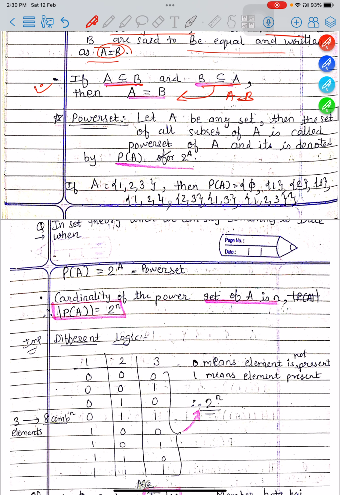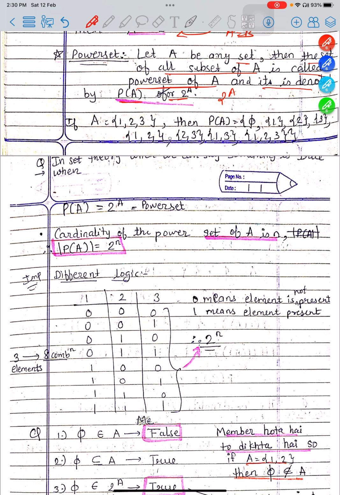Power set. So power set क्या चीज़ है कि अगर कोई सेट है हमारे पास तो उसके सारे पॉसिबल सबसेट का जो सेट बनता है उसे पावर सेट बोलते हैं. So let A be any set, then the set of all subsets of A is called the power set of A, and it is denoted by P of A or 2 raised to A.